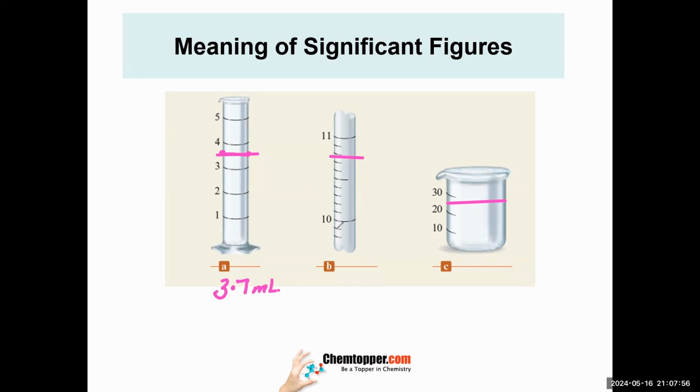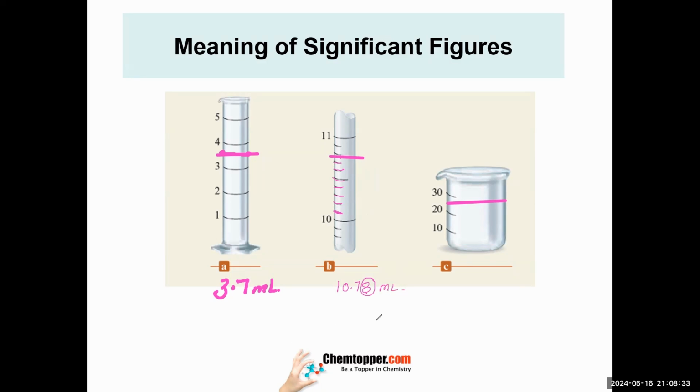Now, check here. This is 10. 10.1, this is marked. 10.1, 10.2, 10.3, 4, 5, 6, 7. So it is between 7 and 8. So I can say 10.7. Look at this, it is very close to 8. So 7, 8. This is uncertain. It's not marked. I estimated this.